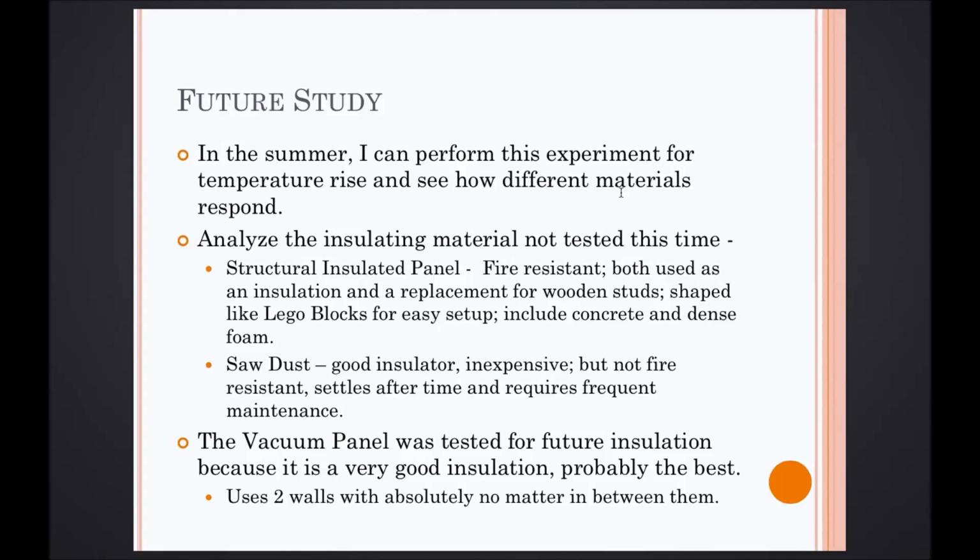Some other insulation material that was not tested includes a structural insulated panel, which is somewhat like a Lego block, and it replaces both the structural supports as well as the insulation in a thin and dense package. Sawdust can also be used, and it's inexpensive, but it requires frequent maintenance and is thus not commonly used. The vacuum panel was tested for future insulation because it is very good insulation, probably the best. It uses two walls with absolutely no matter in between them.